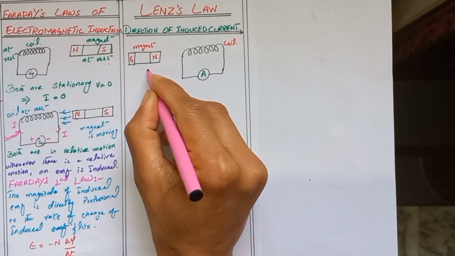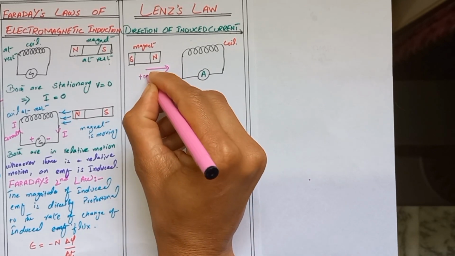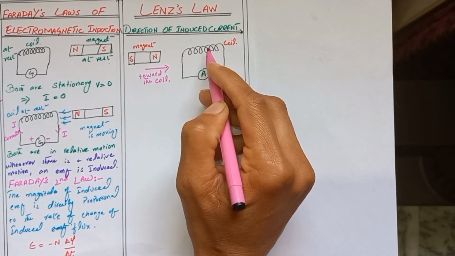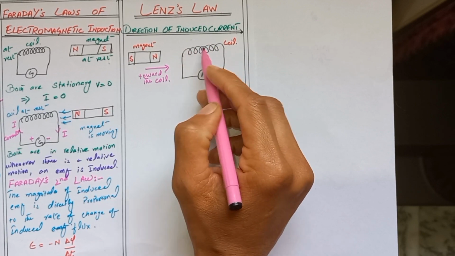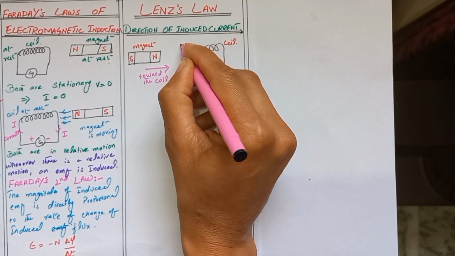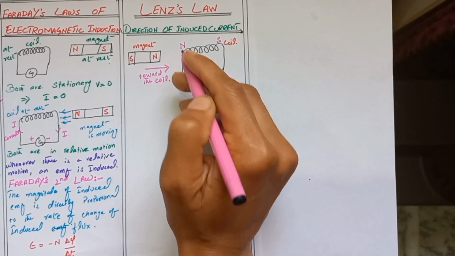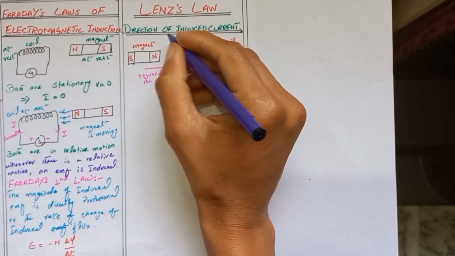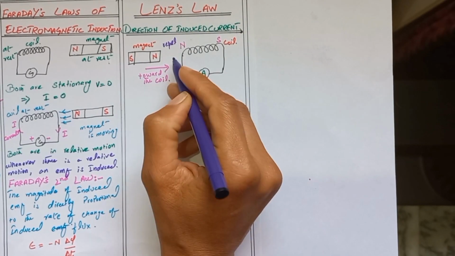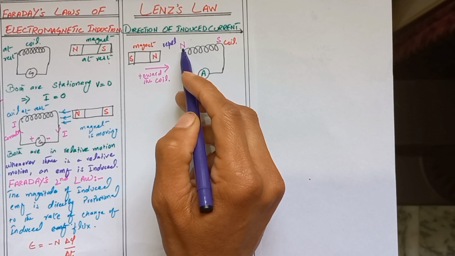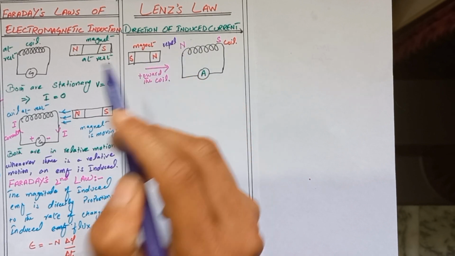When the N pole of the magnet is moved toward the coil, one end of the coil becomes north pole. So one end becomes north pole, and the other side becomes the south pole. So the coil repels the magnet. Here the coil repels the magnet when the magnet moves toward this coil, due to one end of the coil becoming the north pole, which repels the magnet.